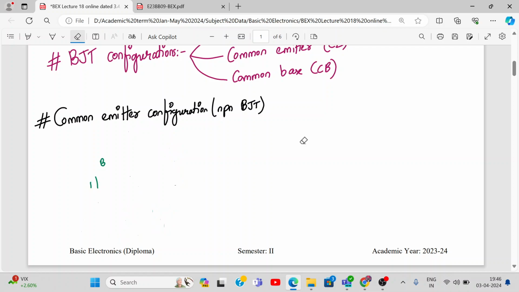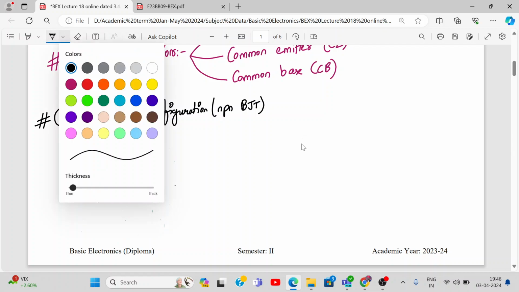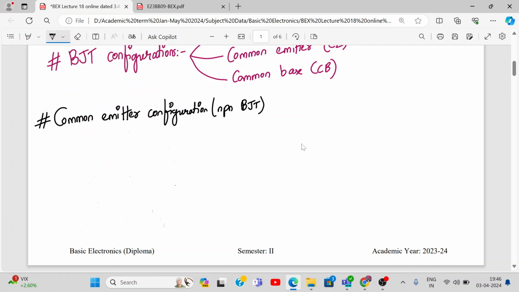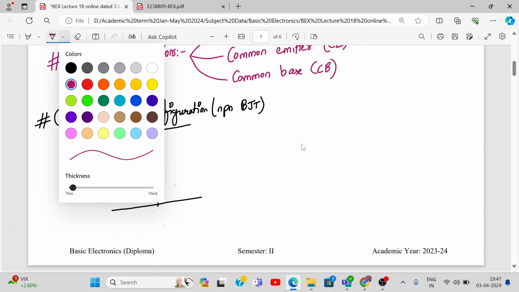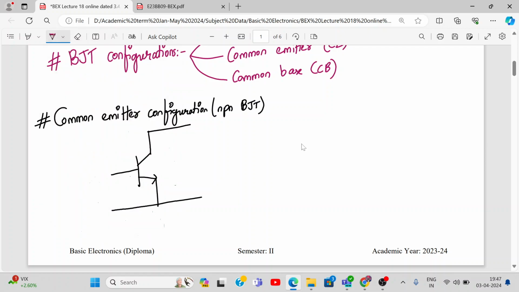Okay, I'll explain. I'll slow down a little. So first of all, you draw the symbol of the NPN BJT like this. Take the ground terminal like this over here and take the port over here like this. Alright. Now this becomes my input and this is my output here.